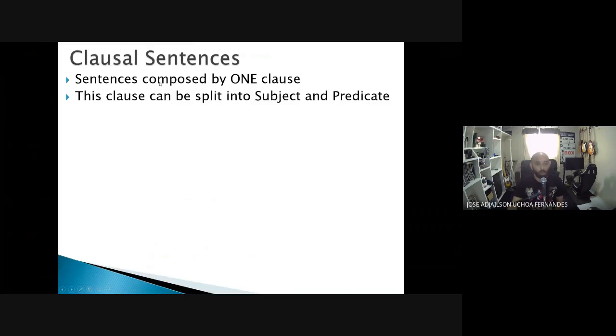So we are dealing with clausal sentences. You probably remember. I beg your pardon. I don't know if you hear somebody hammering on the wall. There's some builder working in the neighborhood.